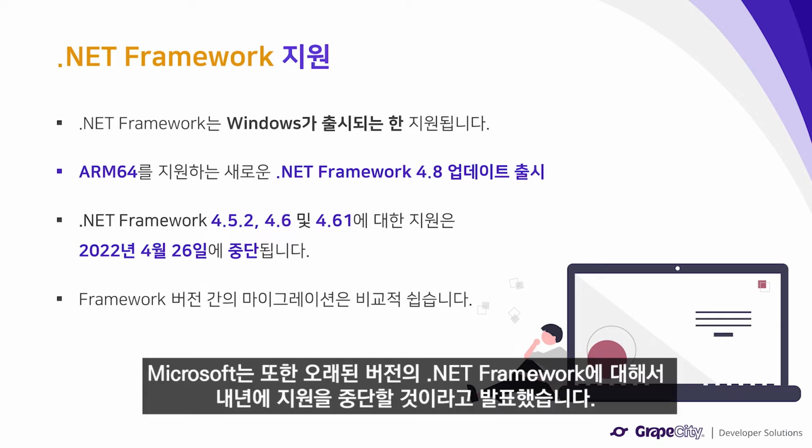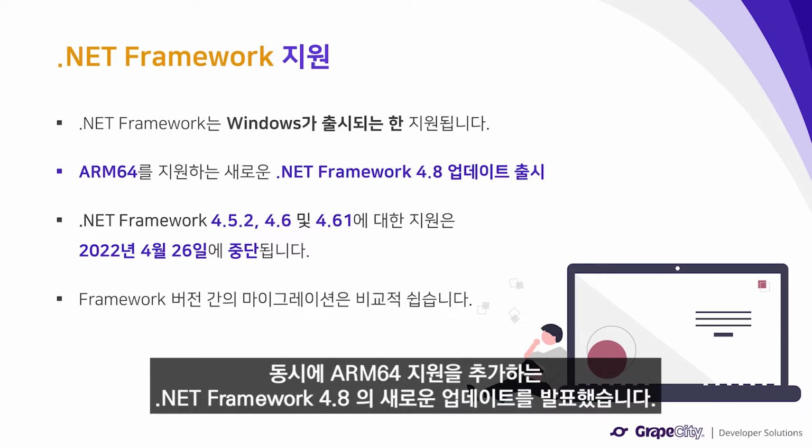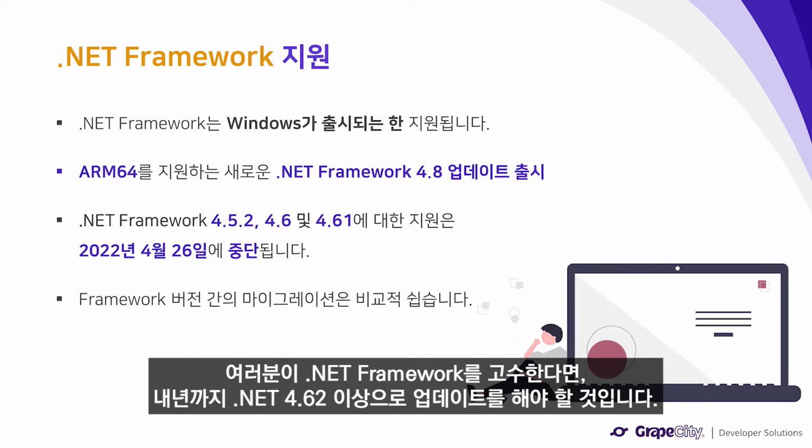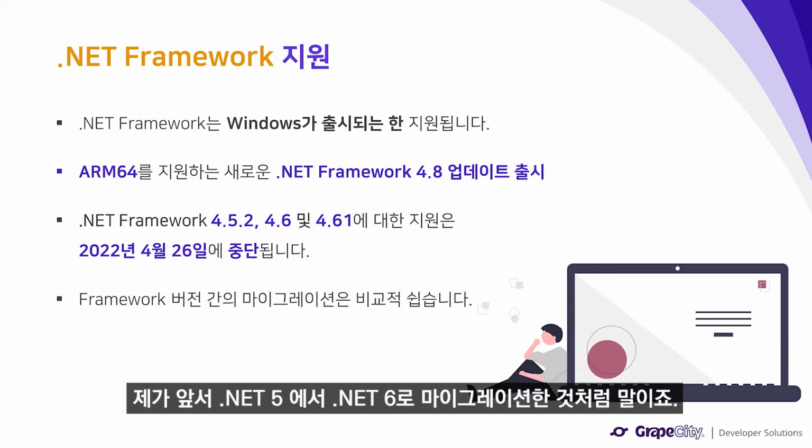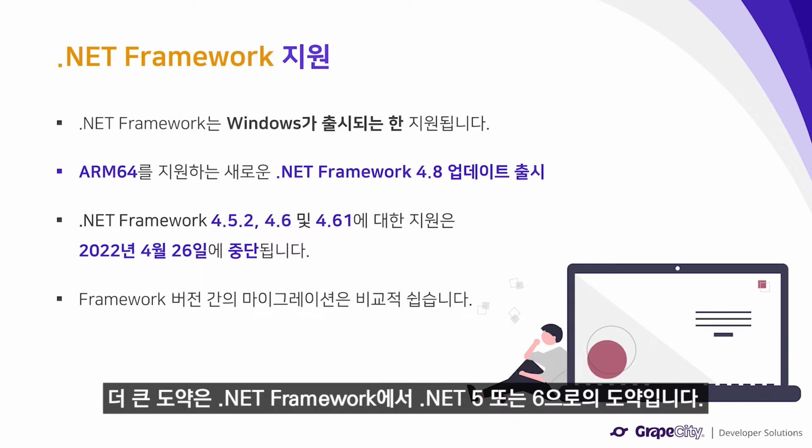Microsoft has also announced that more older versions of .NET Framework will stop being supported next year, while at the same time they announced a new update to .NET Framework 4.8. The main highlight there is that they're adding in ARM64 architecture support. Now, if you stick with .NET Framework, you will want to update to .NET 4.6.2 or higher during next year. The good news is that migrating between versions of .NET Framework is relatively easy, pretty much exactly like I just showed from migrating 5 to 6. The bigger leap is from .NET Framework to .NET 5 or 6.